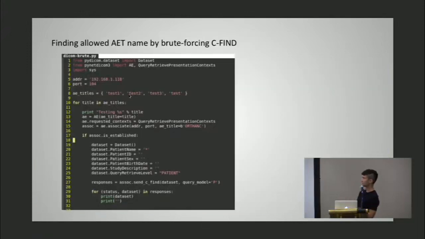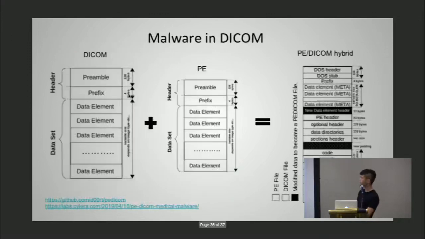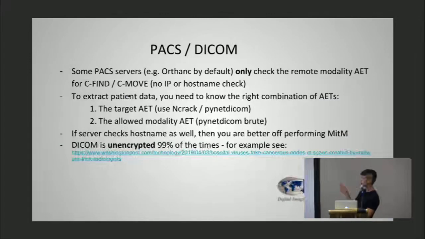And then as a second step, as long as you have found the correct application entity title, you only need to find the allowed client application entity title, which, again, might be a host name, might be something easily brute forceable. You can do that with a simple Python script. And using these two steps, you can easily find the correct pair of credentials, and using that, you can just start extracting protected health information, which means patient-sensitive information.